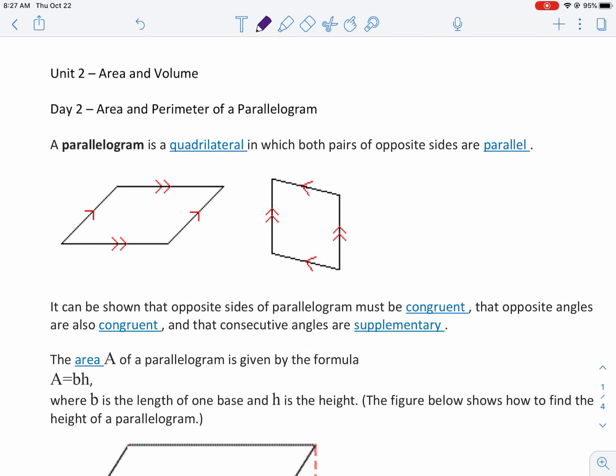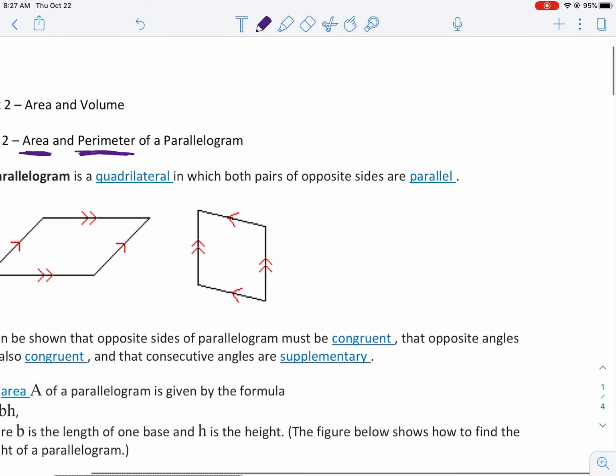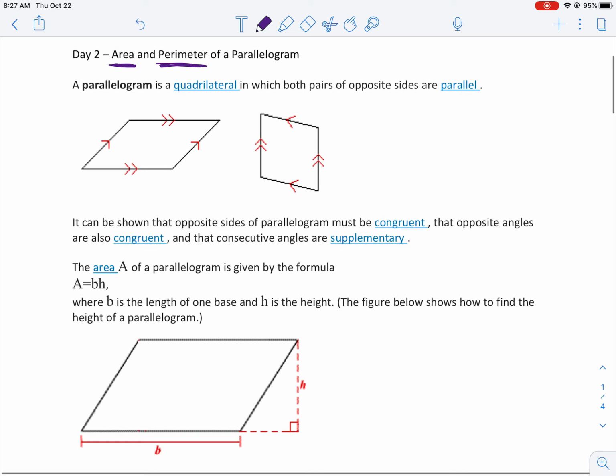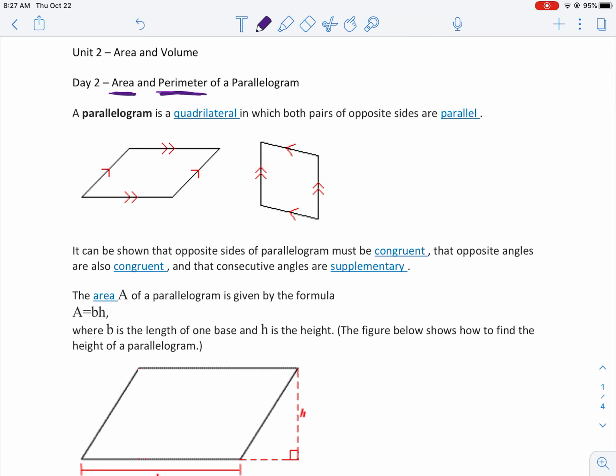Okay, this is the area and volume unit. Before we talk about volume, we have to talk about area, and might as well talk about perimeter. Just throw that in there as well, right? You got to make sure you know the difference between the two. So we're going to be talking about the area and perimeter of a parallelogram.